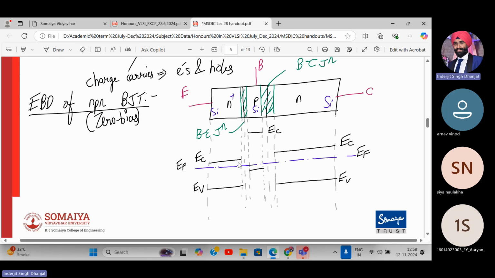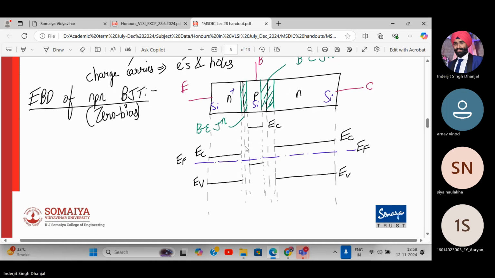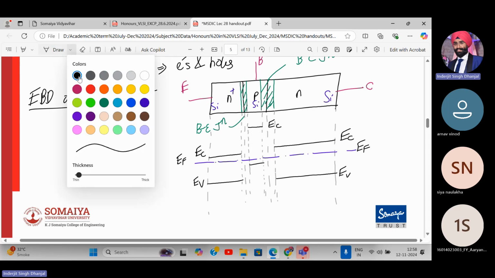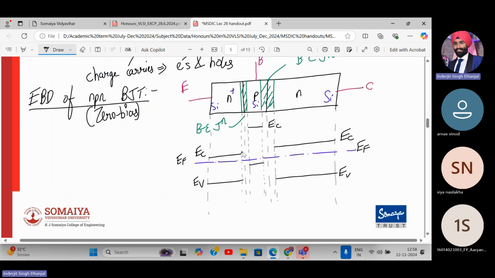These will be drawn freehand. Now that is a discontinuity, right? So how will they join? Will they join in a straight line? No, they will join gradually. You can gradually join them like this, and this can also be gradually joined down, up and down again. So this is my energy band diagram of an NPN transistor of the same material, a homojunction, in zero bias conditions.